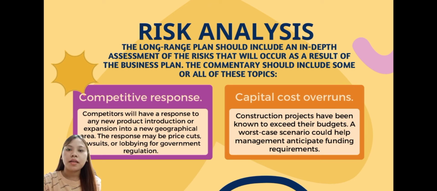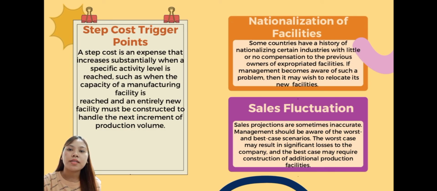Risk analysis. The long-range plan should include an in-depth assessment of the risks that will occur as a result of the business plan. The commentary should include some or all of these topics. Competitive response is the purely strategic or tactical response to the impact of competitors' actions. Capital cost overruns, also known as budget overruns, are unexpected changes in the project budget that cause the total project cost to be underestimated due to some unforeseen scenario that was not accounted for during the budgeting process.